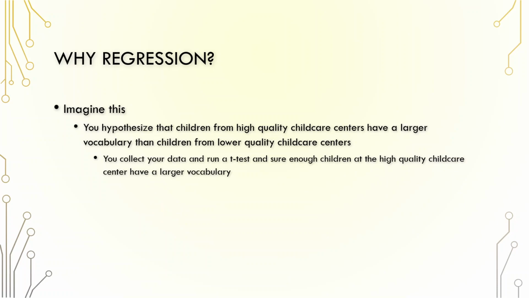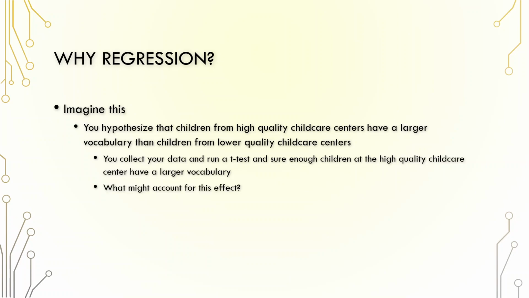So let's say you go and you collect data on this and you end up running a t-test. And sure enough, your t-test shows that the children who attend this high quality childcare center have a higher average vocabulary than the children who attend this lower quality childcare center. You could do an independent samples t-test for this. And you've got right then statistical evidence, and that's great.